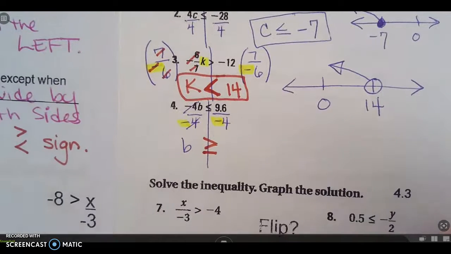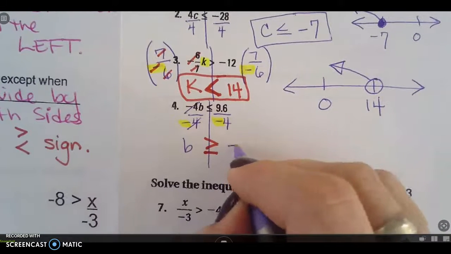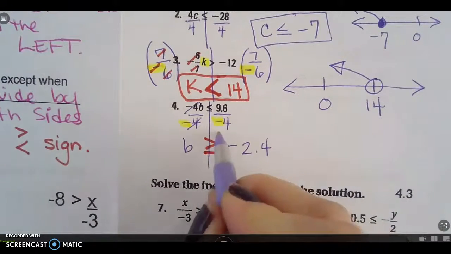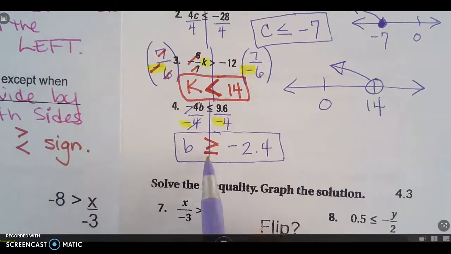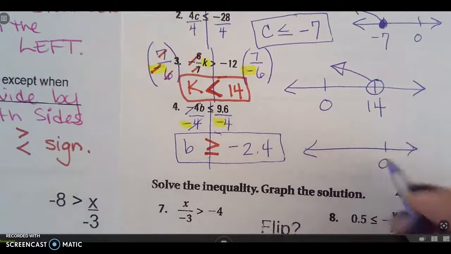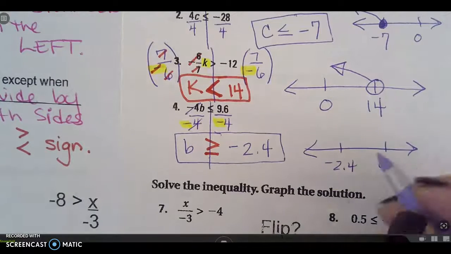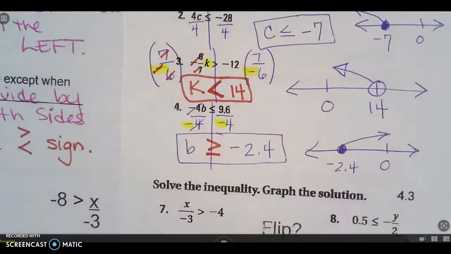Bring down your B. And then I'm just going to type that in my calculator. 9.6 divided by -4. Type it in. And I get -2.4. So my solution now is B is greater than or equal to -2.4. Just a quick sketch. Go ahead, just even put -2.4 on there. Closed circle, arrow to the right.